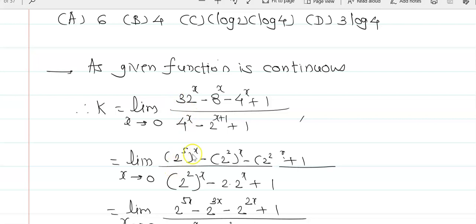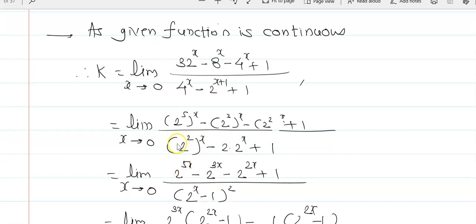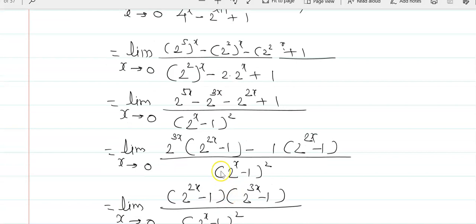32 means what? 2 raised to 5, bracket raised to x, minus 2 raised to 3, bracket raised to x, minus 2 raised to 2, bracket raised to x plus 1. In the denominator, 2 raised to 2, bracket raised to x, minus 2 into 2 raised to x plus 1. That is 2 raised to 5x minus 2 raised to 3x minus 2 raised to 2x plus 1, and in the denominator (2 raised to x minus 1) bracket square. Now from the numerator, from the first two terms, we can take 2 raised to 3x common, and from the remaining two, we can take minus 1 common. Then you will get 2 raised to 2x minus 1.